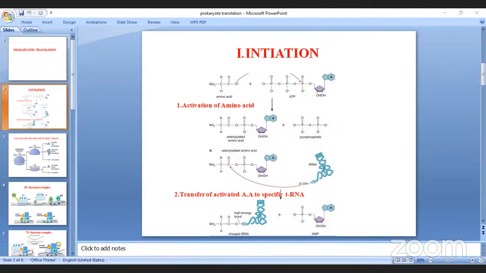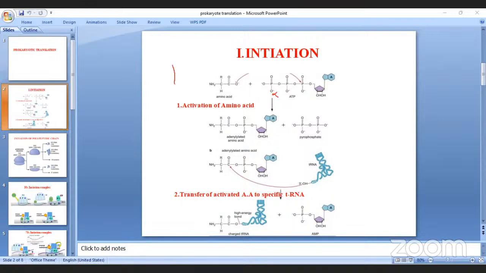Alpha phosphate. Here, this alpha. Are you following? Are you able to see this marker line, arrow mark, red line? Hello? No, sir, it's not visible. The initiation slide is there, but your cursor is not there. In initiation, are you able to see the activation of amino acid, transfer of activated amino acid to specific tRNA? Yes, sir. Pen visible? Yes, sir. Now it's visible.